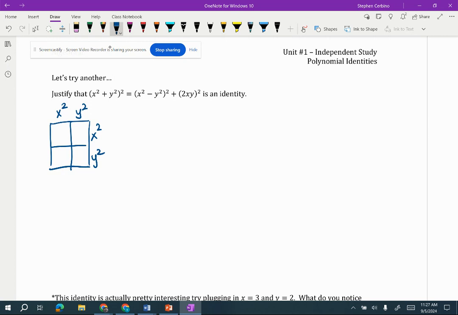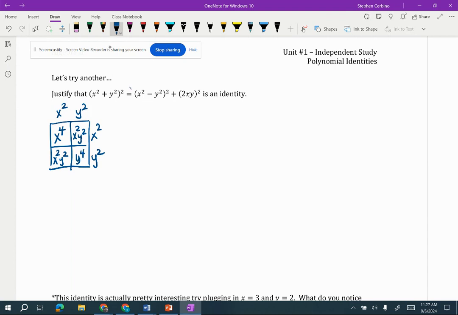X squared times x squared is x to the fourth. Remember, when you multiply, you add exponents. Y squared times x squared, we have x squared y squared. Should have made my box a little bit bigger, but that's okay. And we'll get another x squared y squared there. And then when we multiply y squared times y squared, we get y to the fourth.